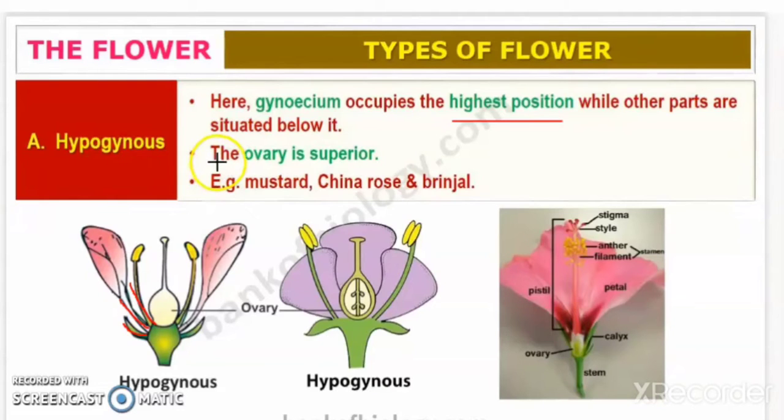And the ovary here in this hypogynous flower is superior. It means that they are kept high. Examples of flowers which are hypogynous are mustard, China rose and brinjal. Understood, children? Hypo means high, gynous means gynecium. So the gynecium is present in the highest position, and below that only the other floral parts will arise.